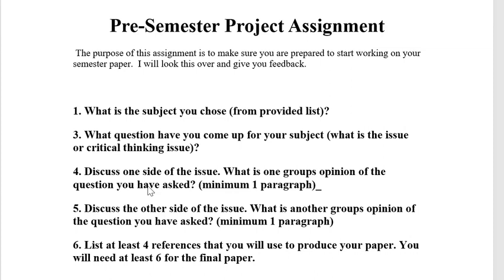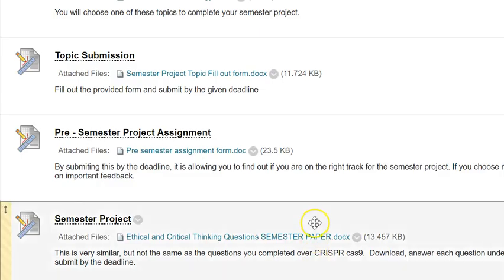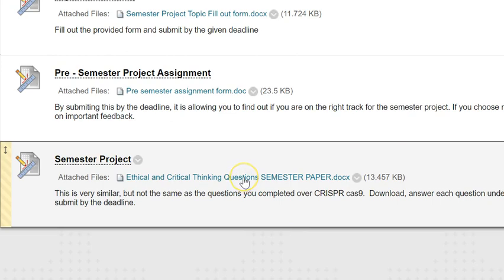If you don't hand this in and then you do your paper with no feedback, and that paper is going to be worth 120 points. In the past, it's cost people a lot because they don't have the grasp of what they're doing and they don't have any feedback. So make sure you check the due date on this and make sure that you submit it. Okay, and then here is the semester project paper.